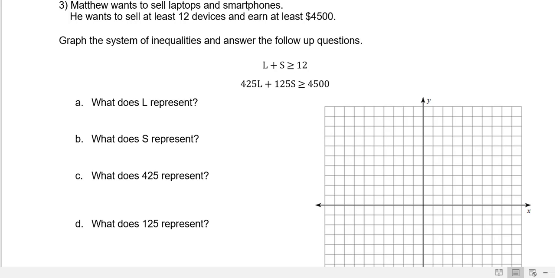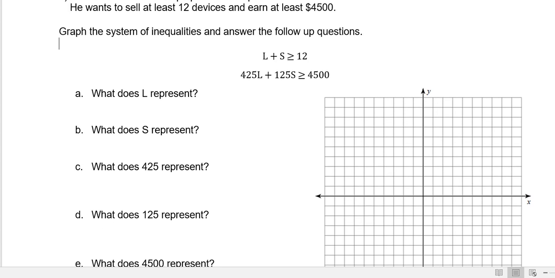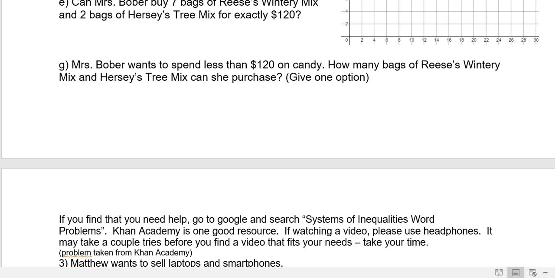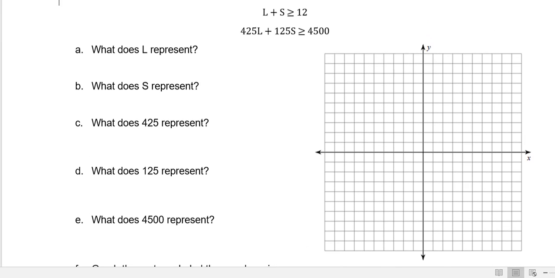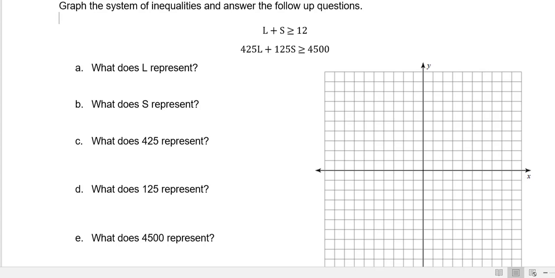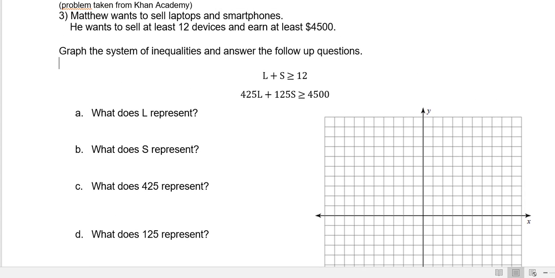This problem is an example of a system of inequalities that we want to be able to solve, and the best way to solve that is going to be by graphing, having that visual representation. So we have a couple of pieces of information from our problem up here at the top that says Matthew wants to sell laptops and smartphones. He wants to sell at least 12 devices and earn at least $4,500.